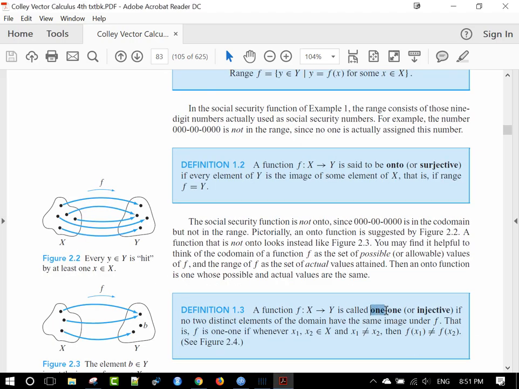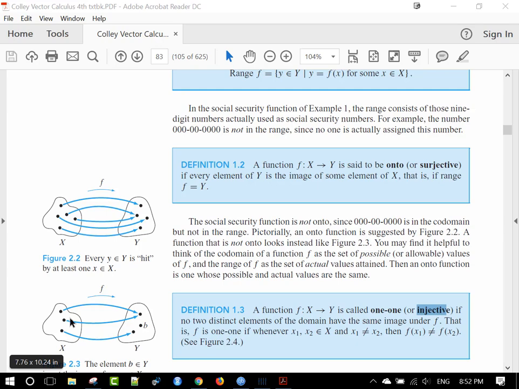Okay, then we have a concept called one-to-one, or injective, and that means that this doesn't happen. What I mean is, here we have this element going to here, and we also have this element going to here. So that means they're both going to the same Y element, and that's not one-to-one, or not injective. So they say a function is called one-to-one if no two distinct elements of the domain have the same image.